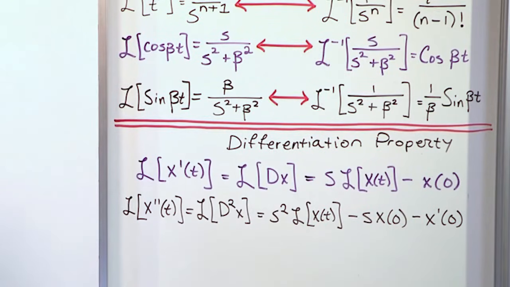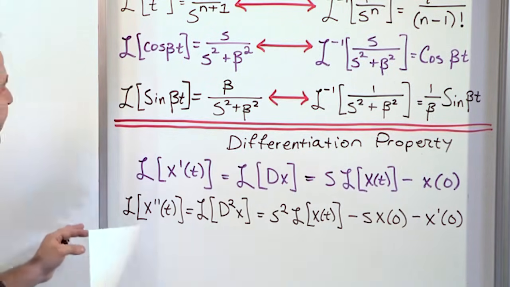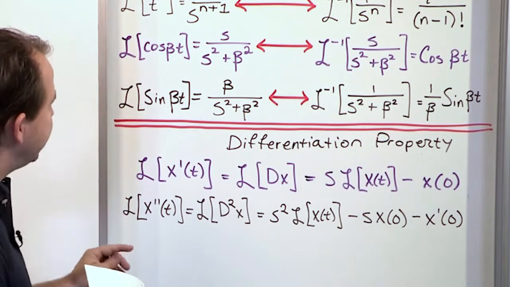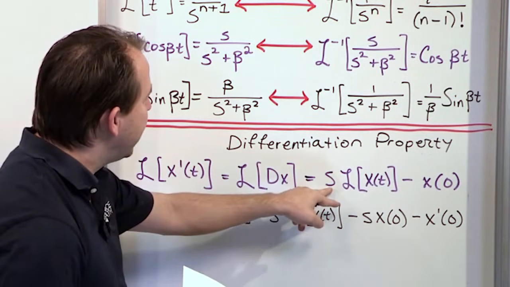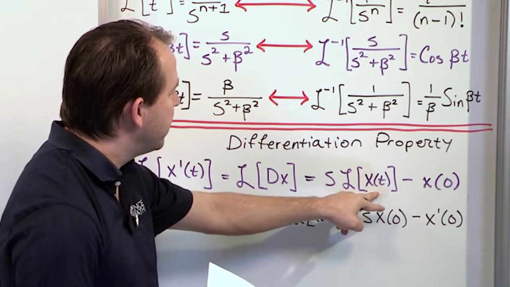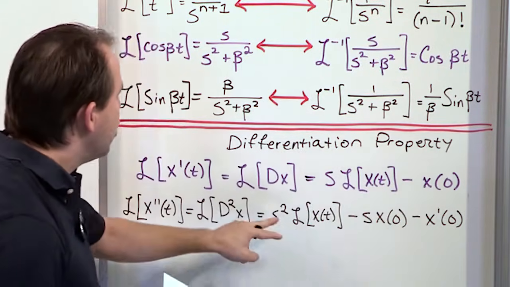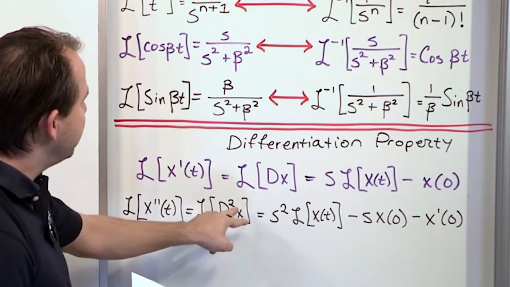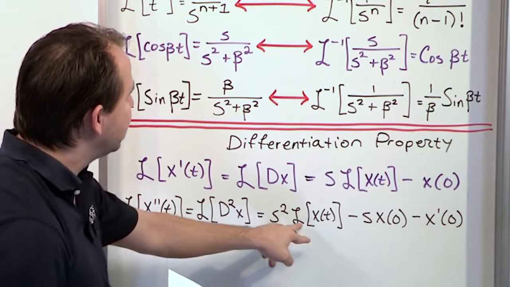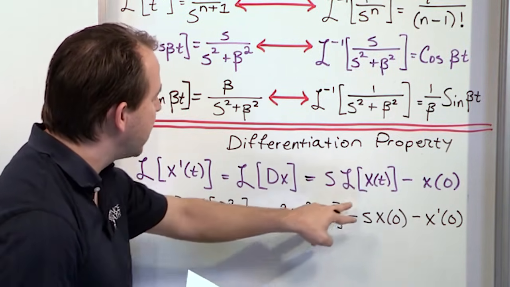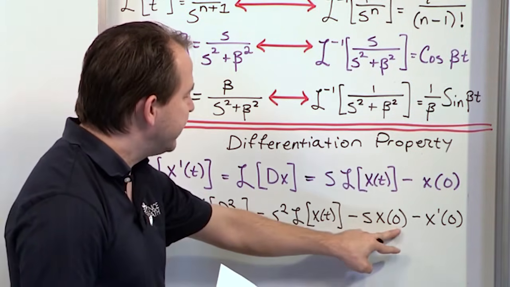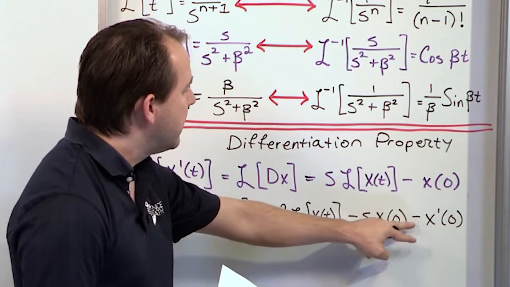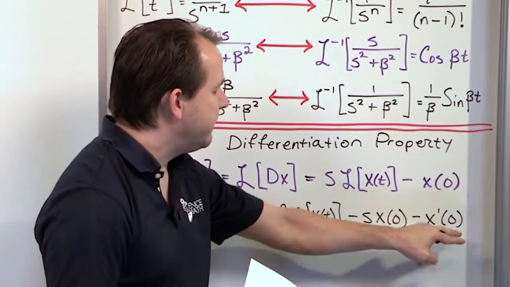So notice the pattern here. There is a pattern that's beginning to develop, and you may not totally see it yet. When it's a first derivative, you have a single s times the Laplace transform of x minus the initial condition. When it's a second derivative, notice the 2 up here, you get an s squared times the Laplace transform. Notice this is not squared, it's just times the Laplace transform, minus s times the initial condition, minus x prime at the initial condition.